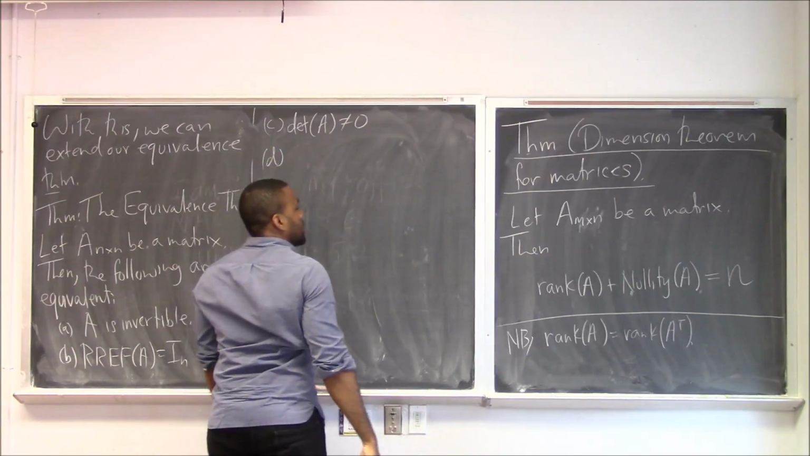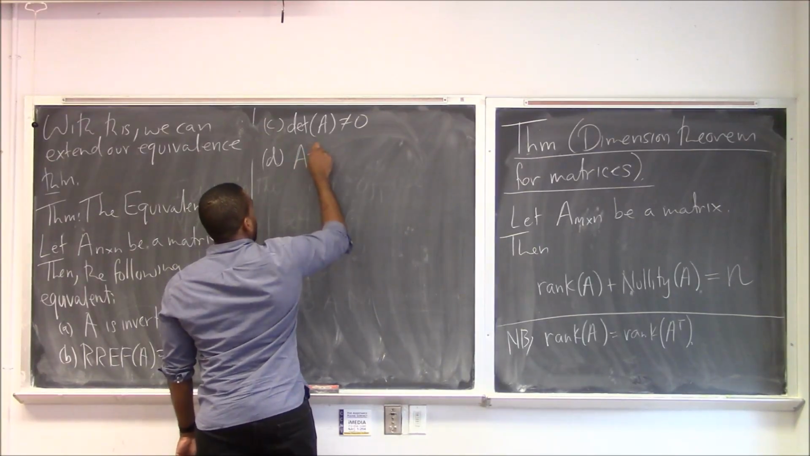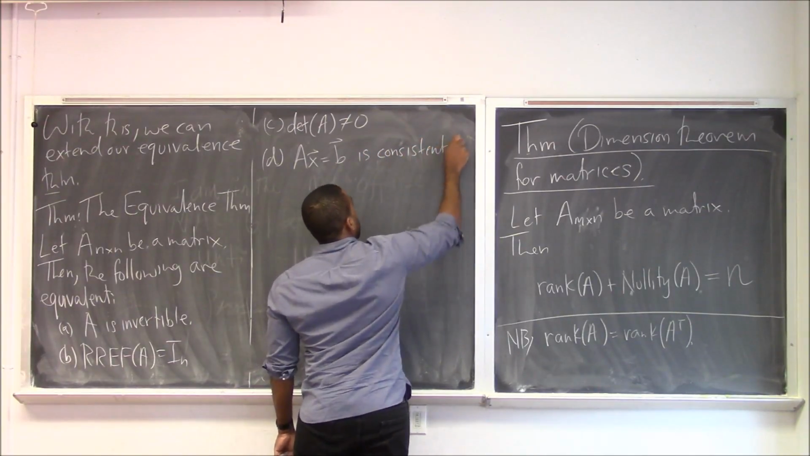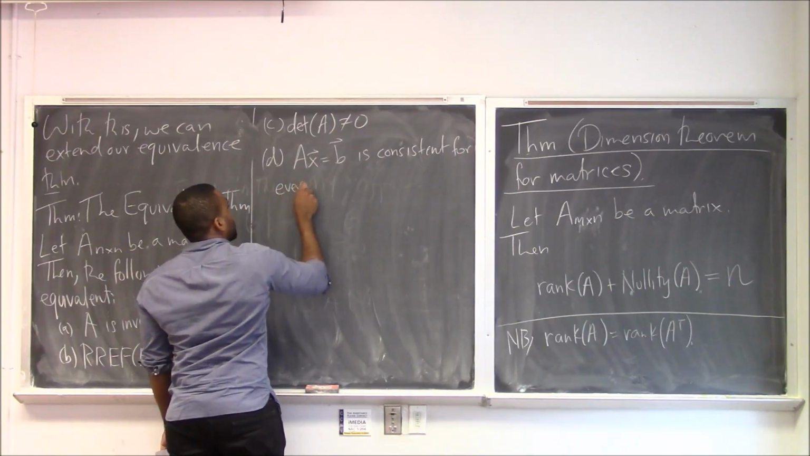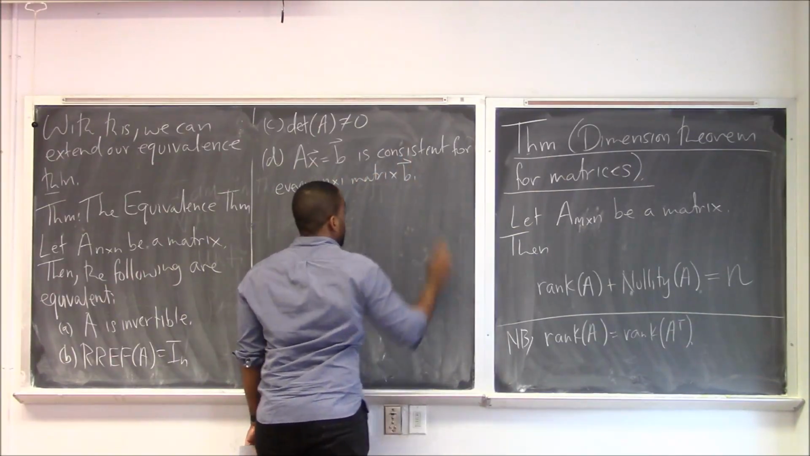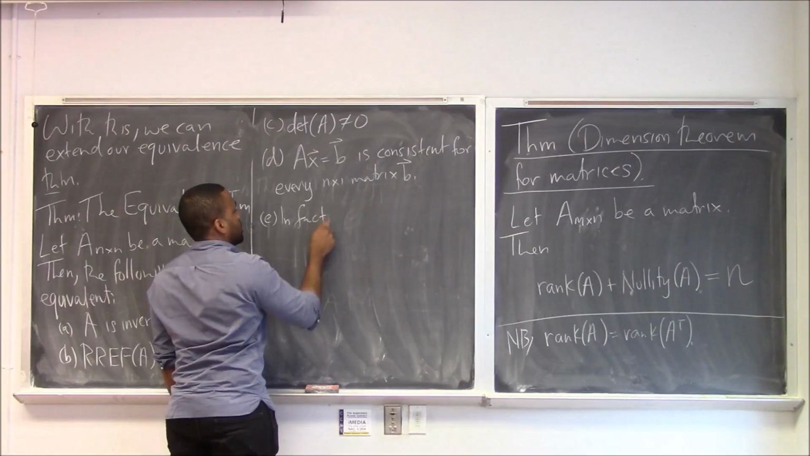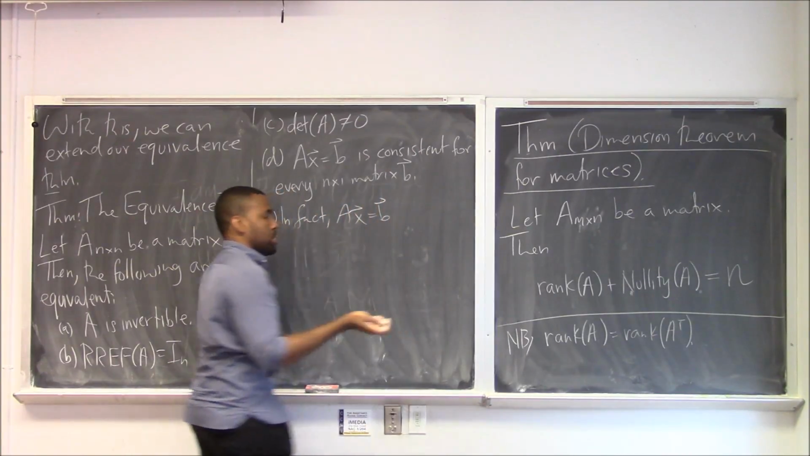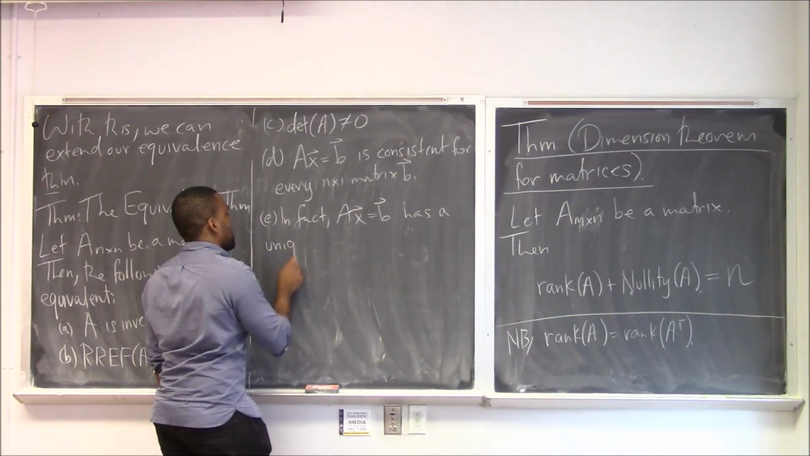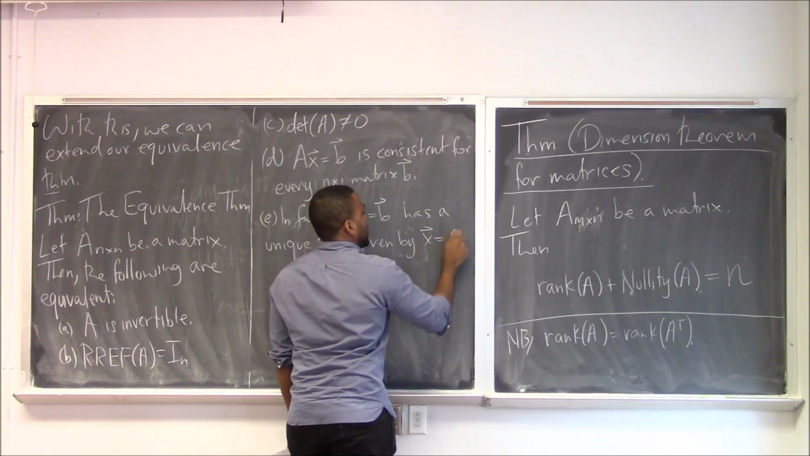Something else you can tell me? An equation of the form AX equals B has a unique solution. Right, it is consistent for every n by 1 matrix B. In fact, it will have a unique solution. They put that as a separate item for some reason: AX equals B has a unique solution, given by x equals A inverse times B.